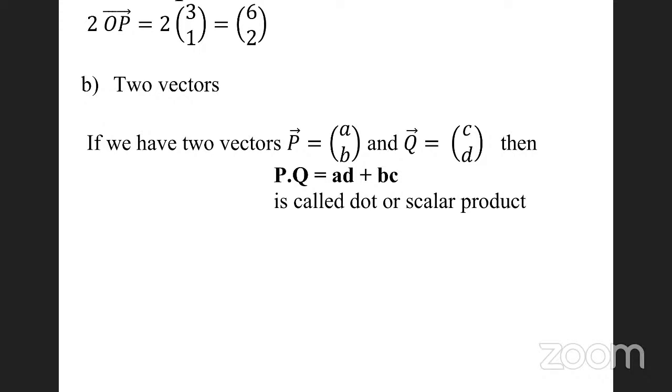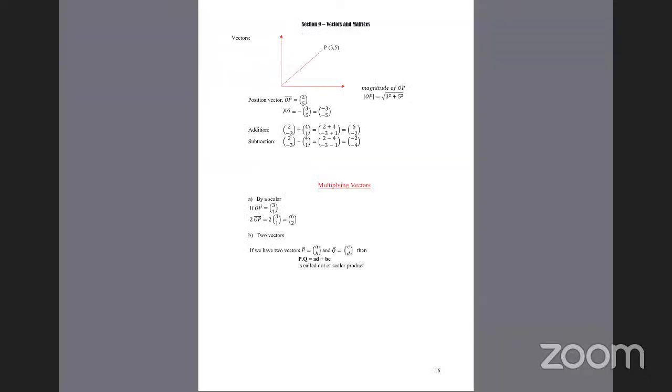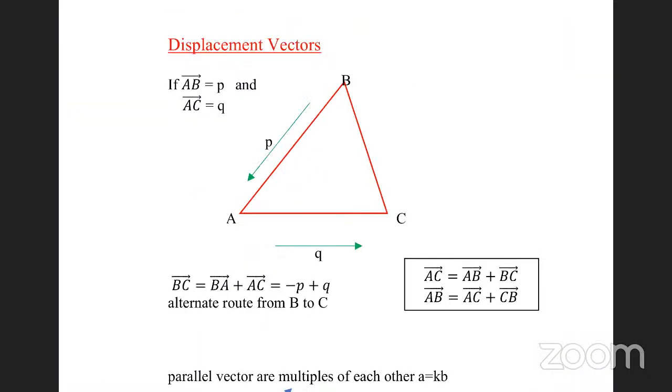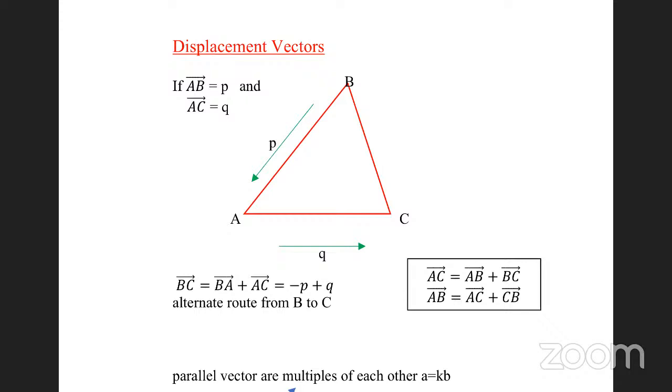So whenever you're multiplying 2 vectors, you'll get a scalar. Right. Now for the slightly challenging part. Suppose I gave you a triangle, and along the triangle, I want you to find unknown things, right?